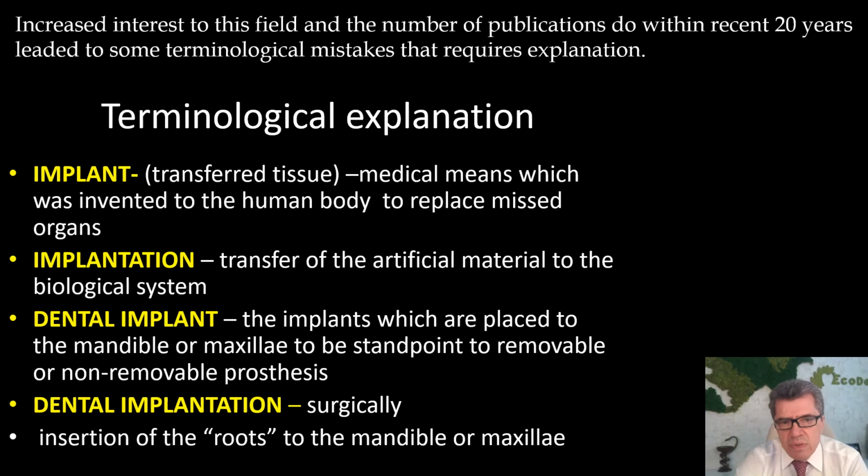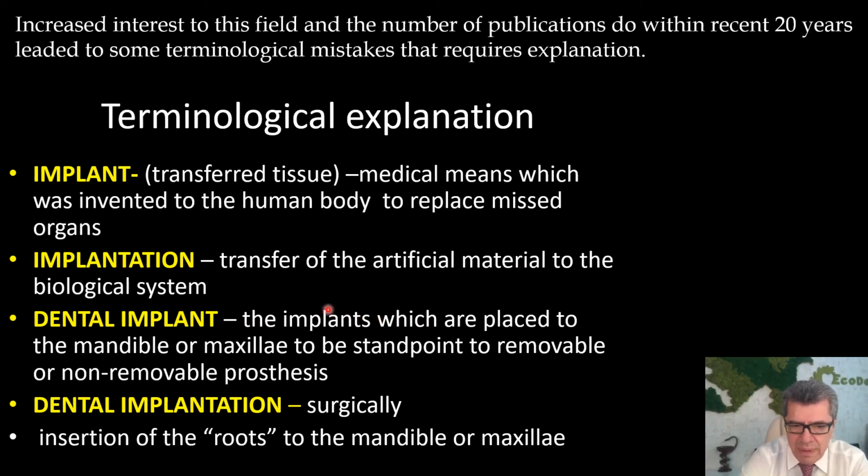Increased interest in this field and the number of publications in the recent 20 years have led to some terminological mistakes that require explanation. The implant is transferred tissue, a medical means which was invented to be placed in the human body to replace a missing organ. Implantation is the transfer of artificial material to the biological system.